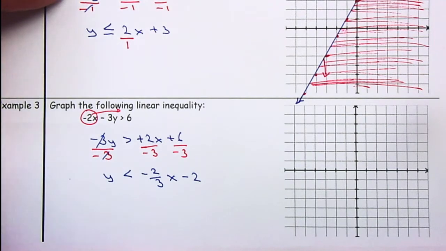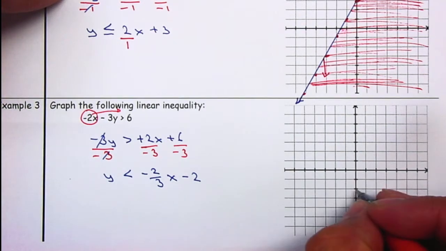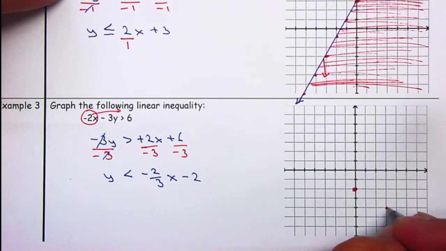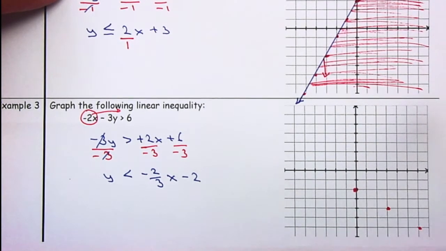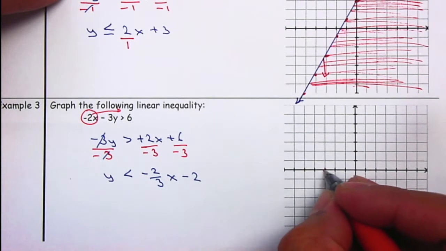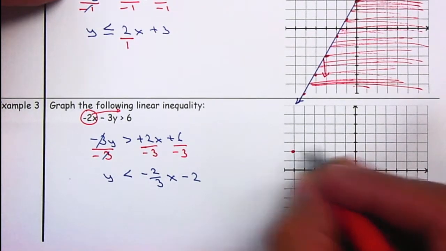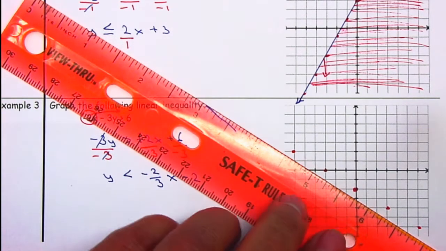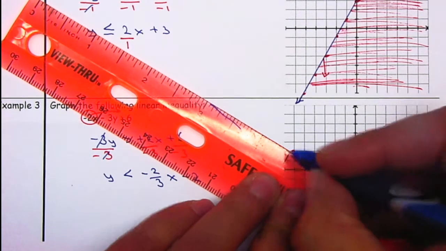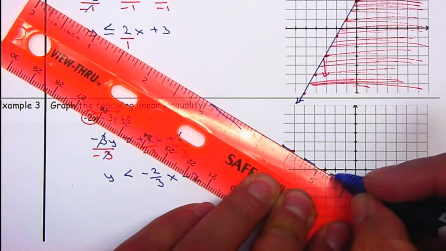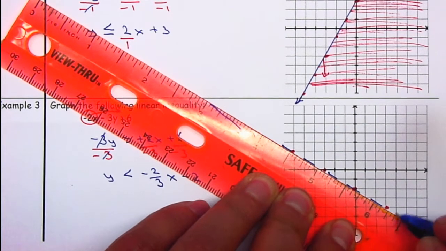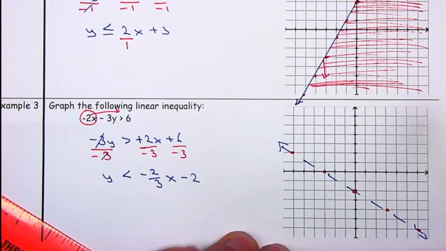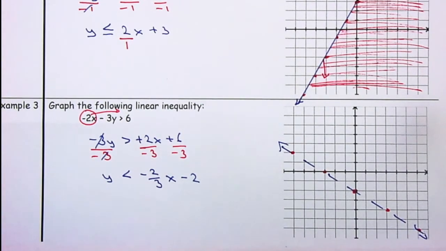I'm going to plot the y-intercept, which is negative 2. My slope is negative, so I'm going to go down 2 and to the right 3, or the opposite, up 2 and to the left 3. Now connect all of those points. And this is going to be a dashed line. That means that the points on the line are not part of the solution.